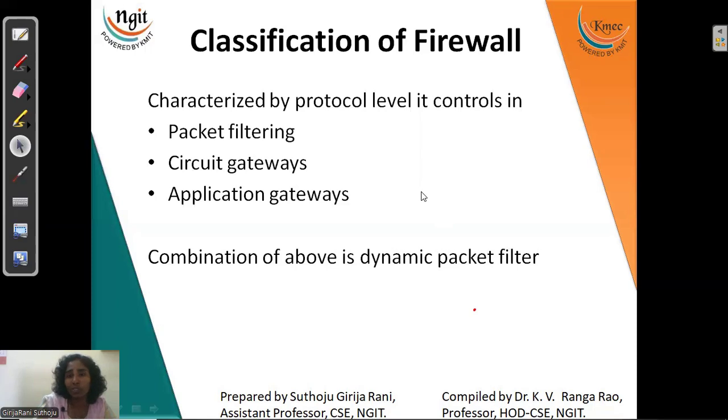Now, coming to the classification of firewalls, it can be done in 3 ways. The first one is packet filtering, next are circuit gateways, and then application gateways. Packet filtering is again divided into 2 parts, general packet filtering and stateful packet filtering. The combination of all the 3 types is the dynamic packet filter.